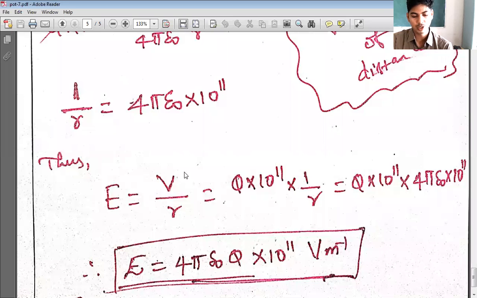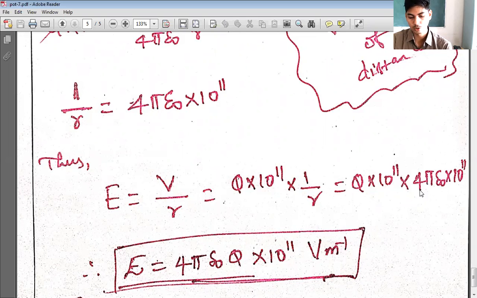I know what is V. Potential is given as Q into 10 power 11. V by R can be written as V into 1 by R. V is Q into 10 power 11, and I have calculated 1 by R: 1 by R is 4 pi epsilon naught into 10 power 11.